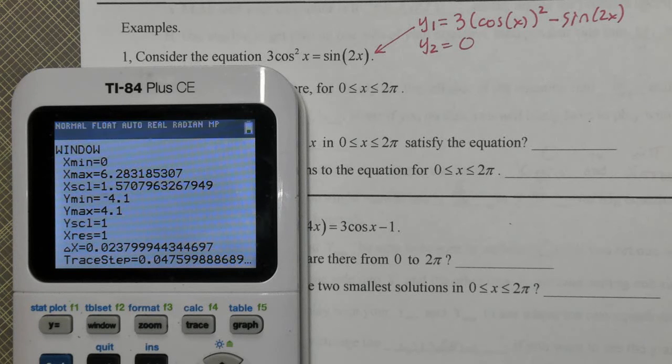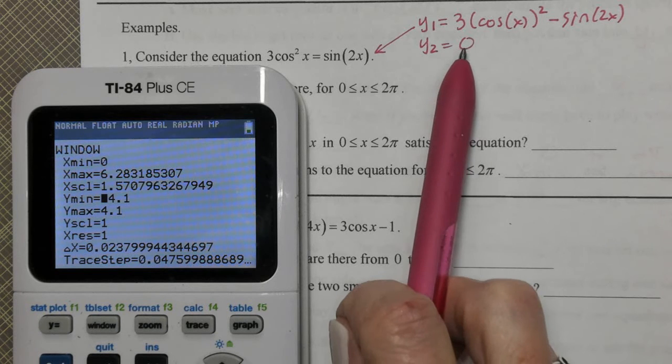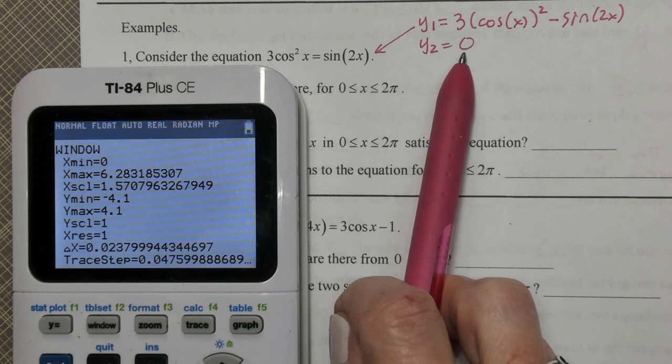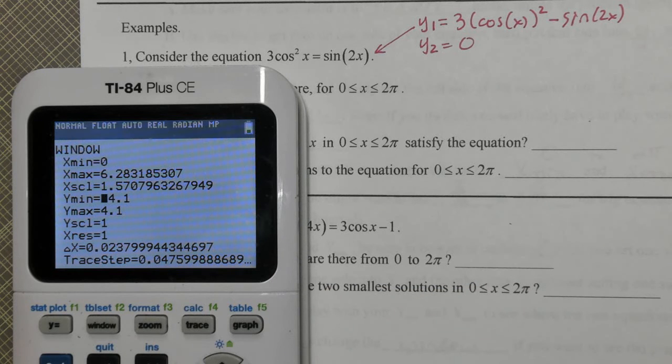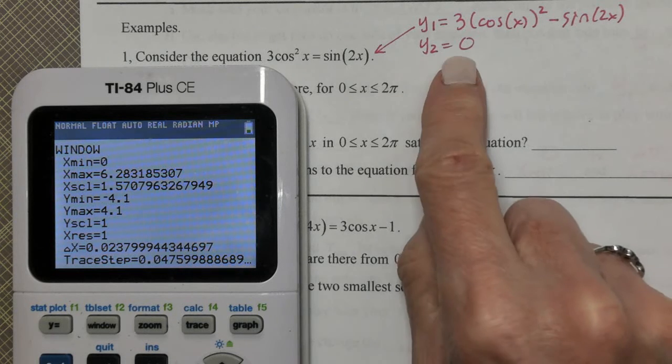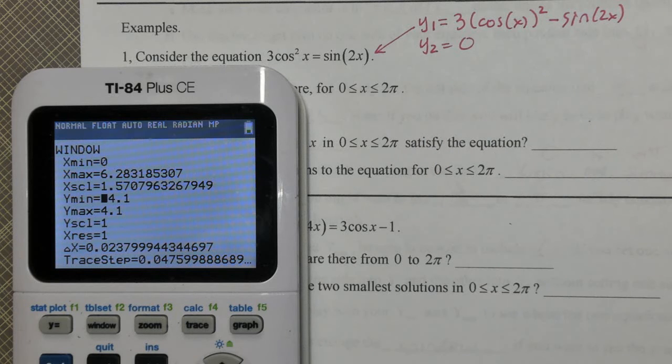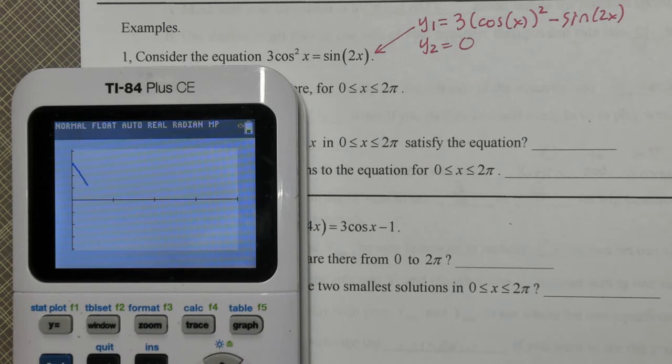For my y min and y max, I simply need to make sure that they include 0. So right now it's set on negative 4.1 to 4.1. That includes 0, so I'm just going to leave it like that. Again, you might have to go back and adjust that if you want to see everything more clearly or whatever, but regardless, we're always going to need to include that y value of 0. For my y scale, I just will keep it at 1. Okay, time to go graph, see what this thing looks like.